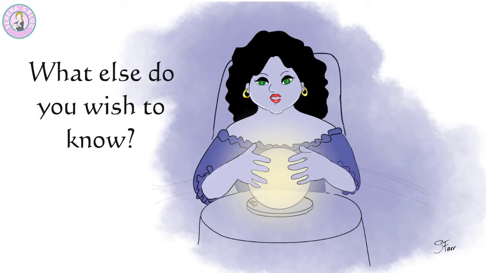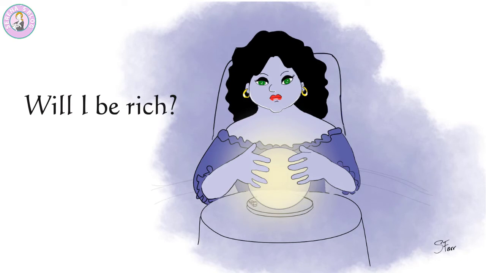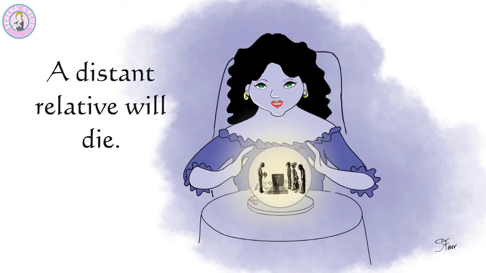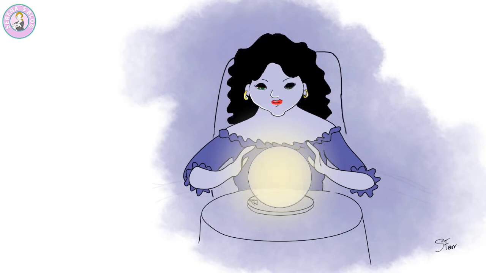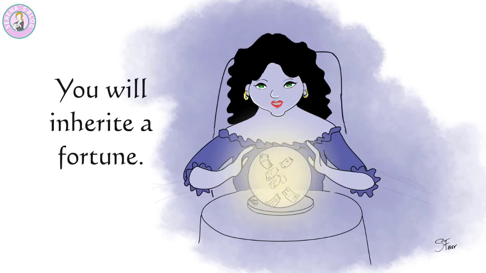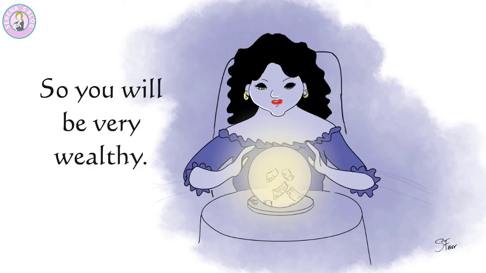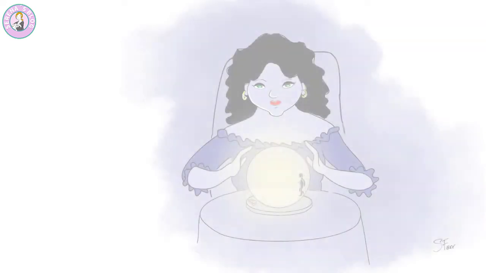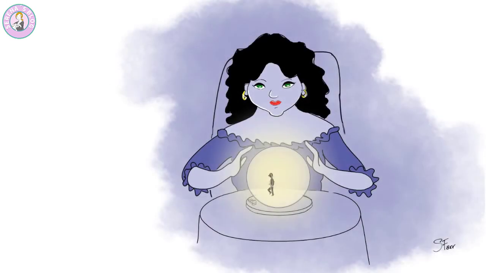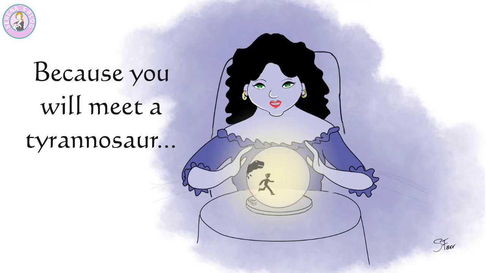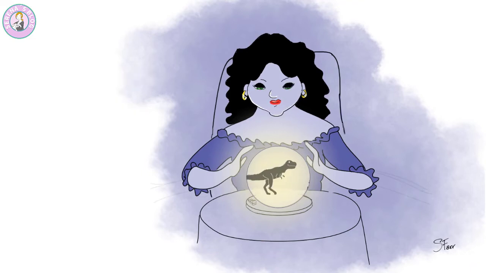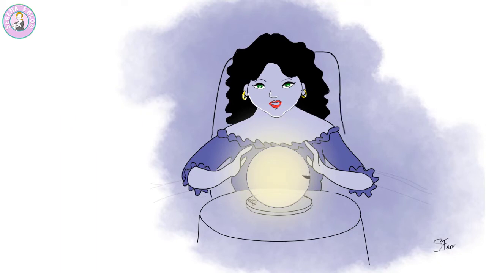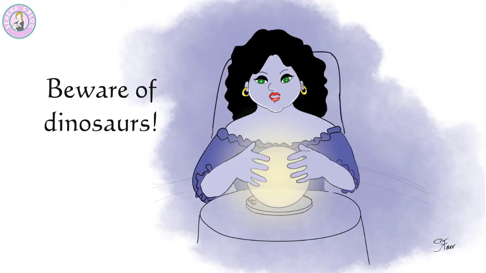What else do you wish to know? Will I be rich? A distant relative will die. You will inherit a fortune, so you will be very wealthy. But you will not enjoy this money. Why's that then? Because you will meet a tyrannosaur, and it will have you for dinner. Beware of dinosaurs.